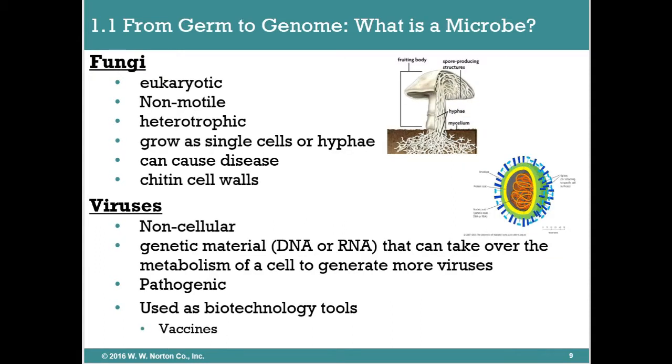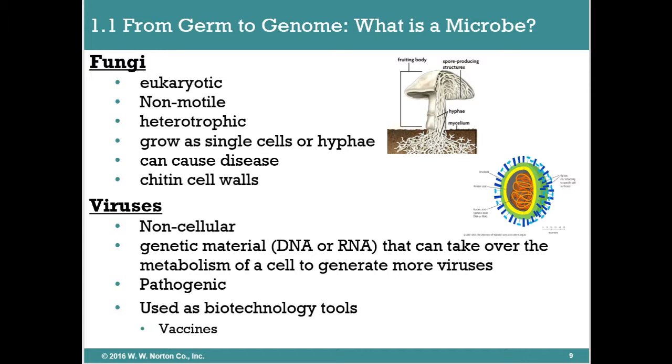Most of y'all probably think of a mushroom when you think of fungi, which is true. But fungi are heterotrophic, meaning they have to consume their food, kind of like us, and are not autotrophic, meaning they can't produce their own food. They grow either as a single cell or as hyphae. We'll talk more about hyphae later. It's a different cell type where they are elongated cells connected to each other, but they are still individual cells.